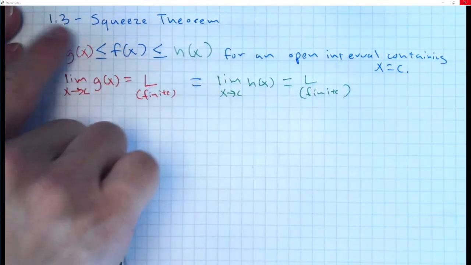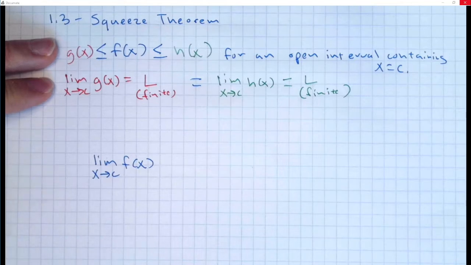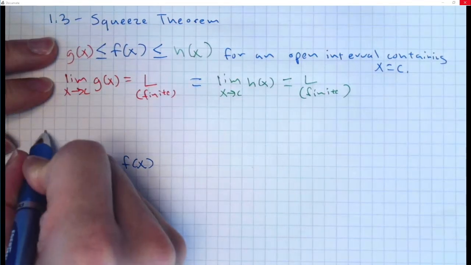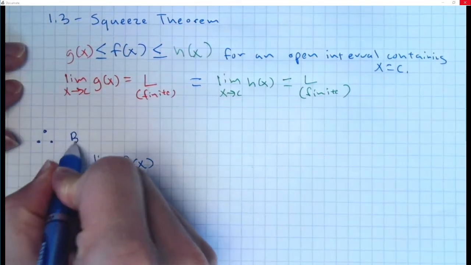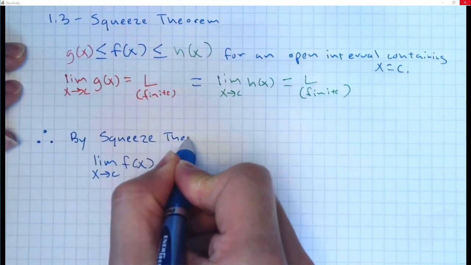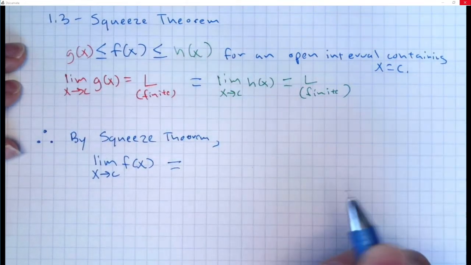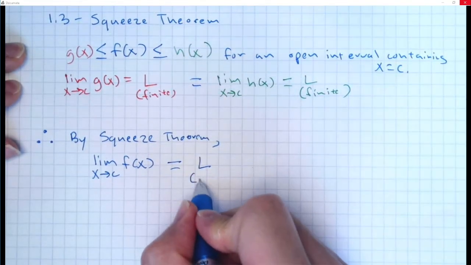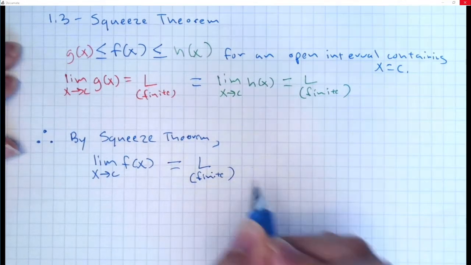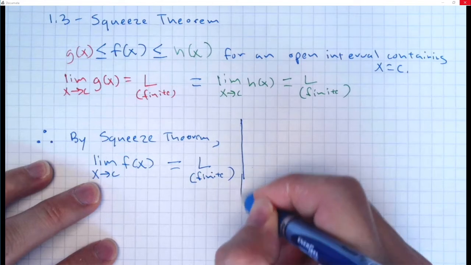Well, if you ever can show this and this, both of these are true, you have enough to say, therefore by squeeze theorem, this limit is also that finite number. A very quick example.